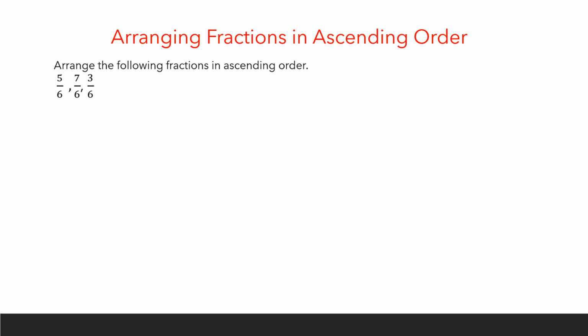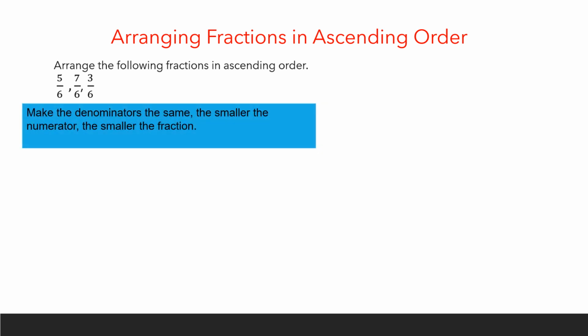So we can go with our first rule. So what was our first rule? The rule is make the denominators the same. The smaller the numerator, the smaller the fraction. So we can see our smallest numerator is 3, so our smallest fraction is 3 by 6.